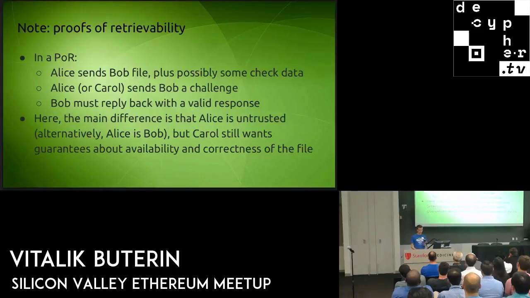This is similar to proofs of retrievability, and a lot of similar math is used, but the main difference is that in a proof of retrievability, Alice sends Bob a file, and we assume that Alice, whoever creates the file, is trusted, and they or possibly a third party send a challenge, and Bob has to reply with a valid response. Here, the main difference is that the person creating and uploading the file is also untrusted. Alternatively, in this case, Alice is Bob. But you have arbitrary third parties who want guarantees about the availability of the file, about the well-formedness of the erasure code, and also about whether the file is actually correct according to the rules of the protocol.